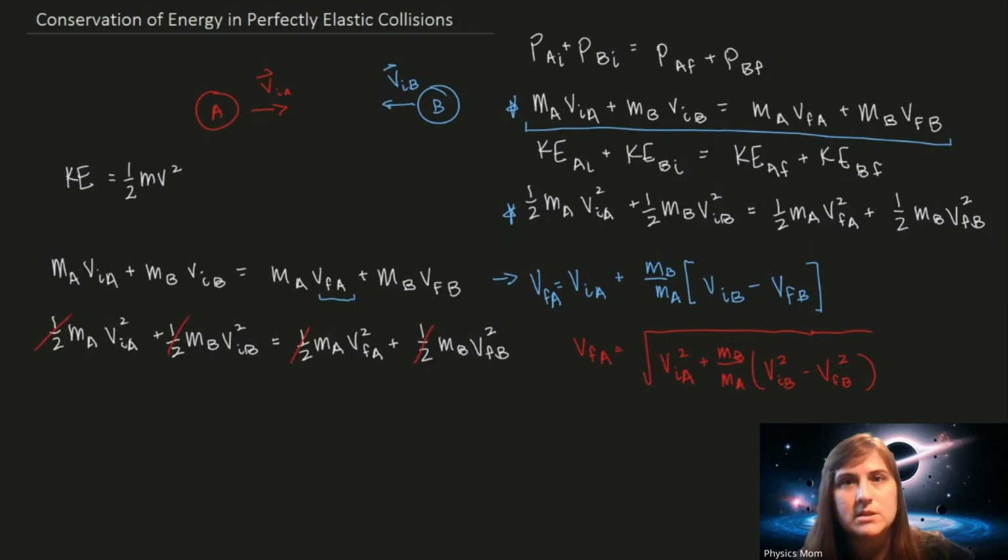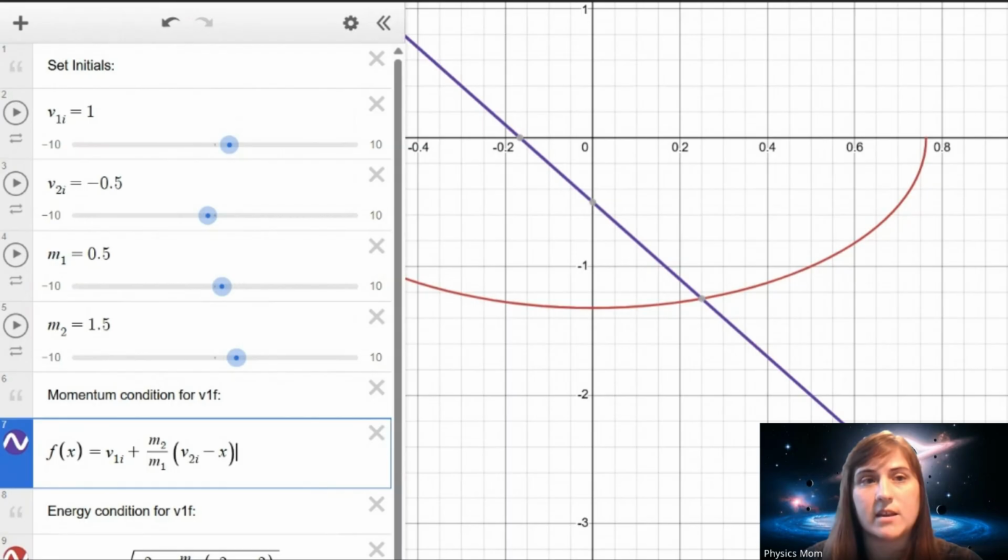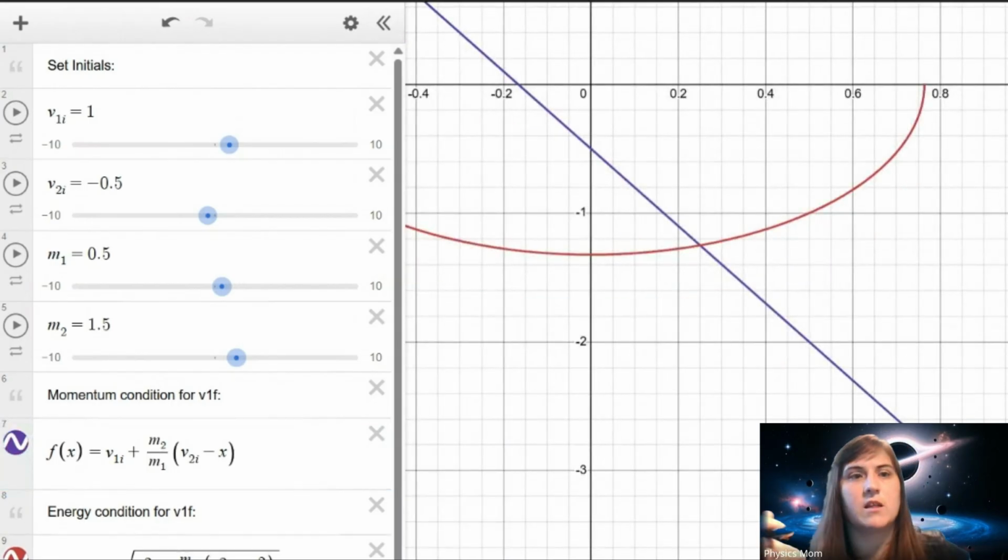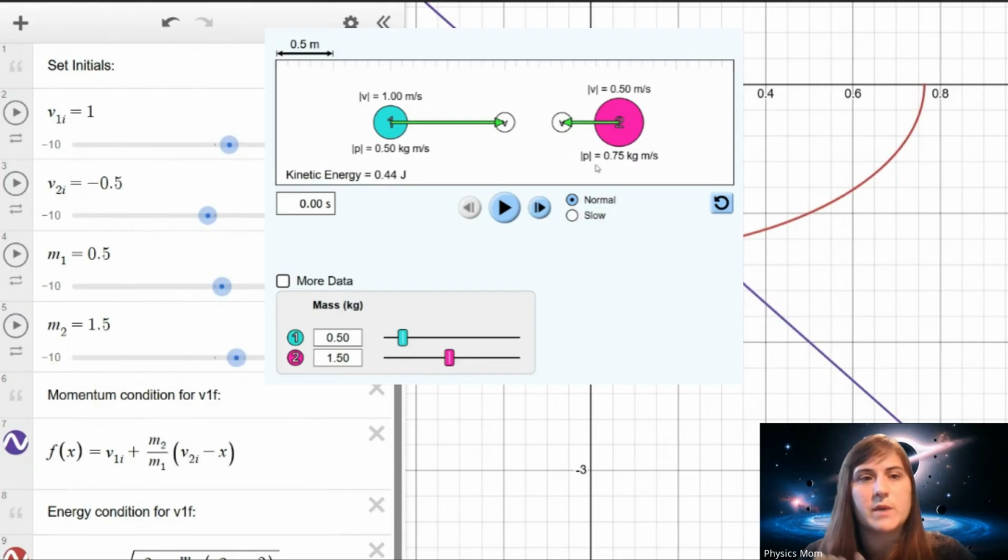What I like to do is use another acceptable method for solving a system of equations. In fact, from your algebra days, it's graphs. Where the graphs intersect is where the system is solved. So I have set up a Desmos graph to take a lot of this in for us. To start out, it's the same situation as the previous example, where the first mass was 0.5 kilograms, the second mass was 1.5 kilograms. The first velocity was 1, the second velocity was negative 0.5, going to the left at 0.5.